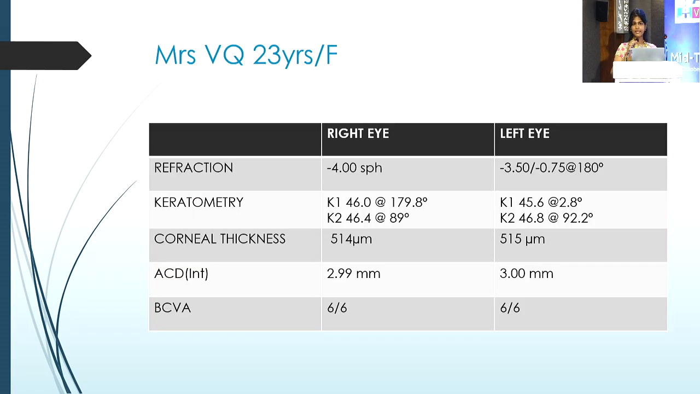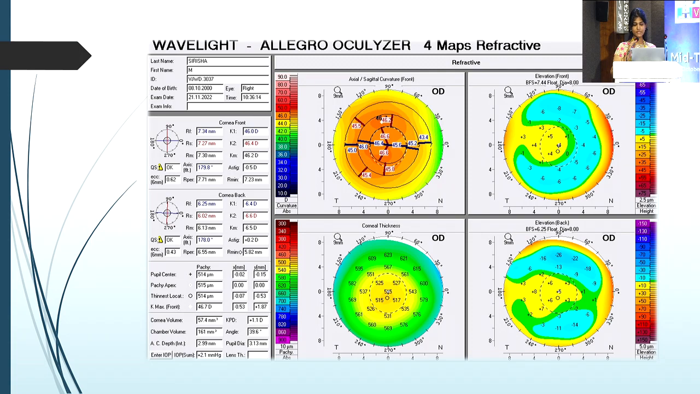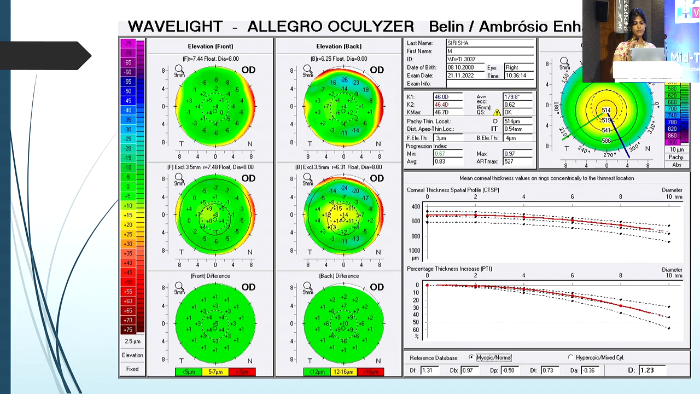So coming to my second case scenario, a 23-year-old female came to the OPD with a refraction of minus 4 diopters spherical in the right eye and minus 3.5 diopters spherical and 0.75 diopters cylinder at 180 degrees in the left eye. Coming to the keratometry readings, it has steep corneas in both the eyes, and corneal thickness is 514 and 515 in both the eyes respectively. These are the Pentacam pictures of the right eye, which is absolutely normal. In the right eye, Belin also is normal, which doesn't show any difference in maps.